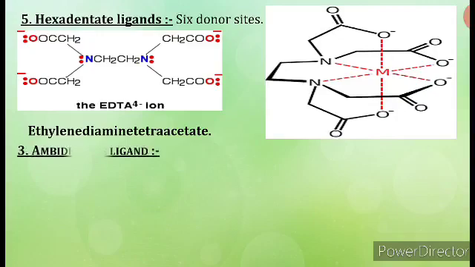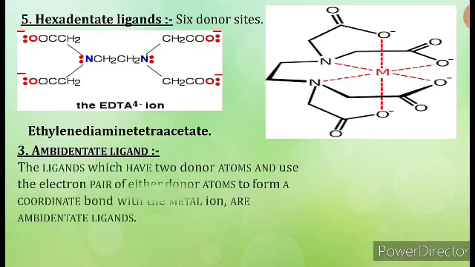Okay. So the third category is ambidentate ligand: the ligand which has 2 donor sites, 2 donor atoms, and uses the electron pair of either donor atom to form the coordinate bond with the metal ion. The difference I think is clear. In bidentate, simultaneously at a time both the donor atoms can combine with the central metal atom. Here only one can combine at a time.